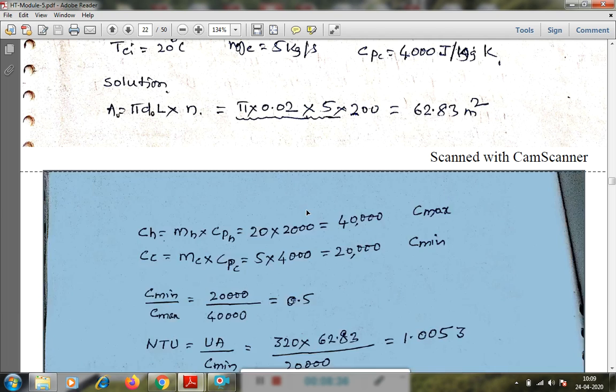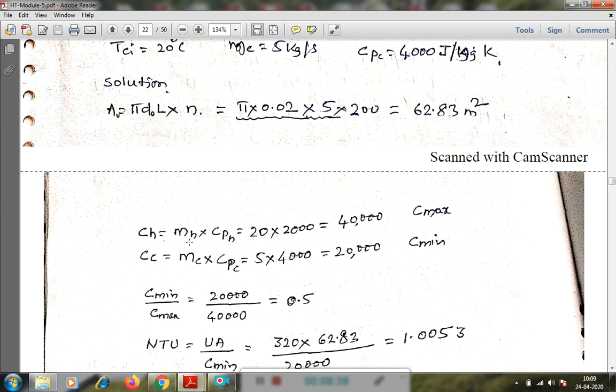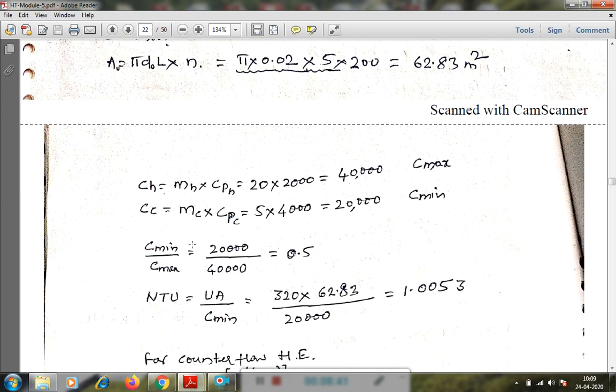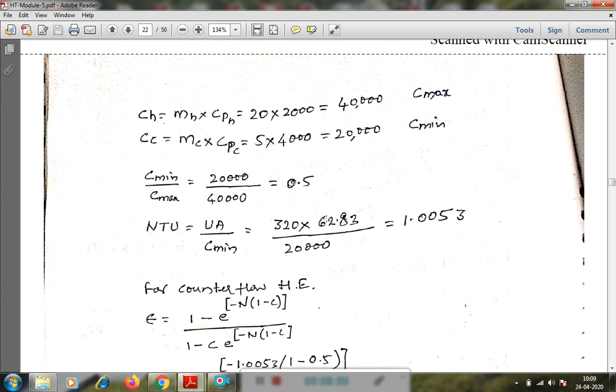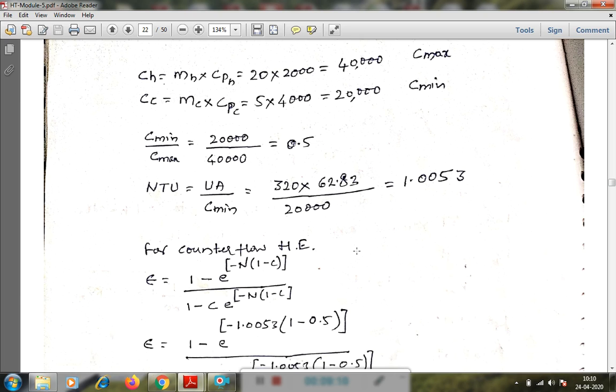The first thing is the capacity rates. mh Cph is equal to Ch, that is 40,000, and Cc is equal to mc Cpc, that is 5 into 4,000, that is 20,000. Then C min is Cc and C max is Ch. Then C min by C max is equal to 0.5. NTU is equal to U0 A0 by C min, that is 320 into 62.83 by 20,000, and we are going to get 1.0053.